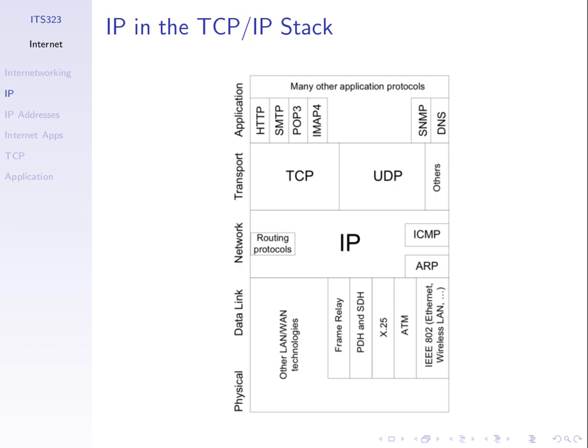IP is not a routing protocol. A routing protocol finds the best paths and puts the information in routing tables. IP just uses the routing tables. We'll see some examples of routing protocols later, but IP is not a routing protocol. Think of it as a forwarding protocol. It forwards the data. It doesn't find the best path. It lets someone else find the best path.